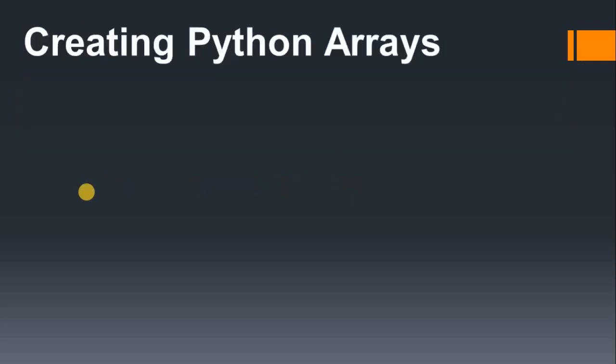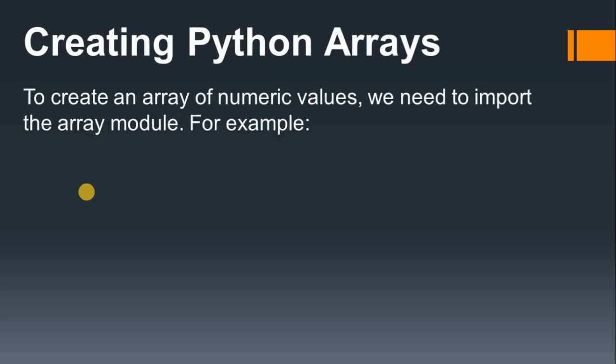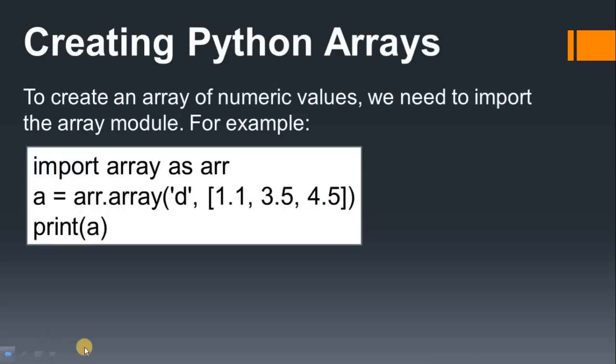Now we see creating a Python array. To create an array of numerical values, we need to import the module first. The module is written like this: import array as ARR. ARR you can treat like a variable or alias. Then in the next statement you can take any variable, ARR dot array.